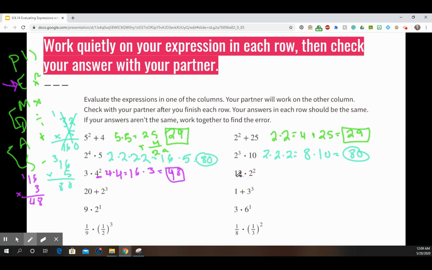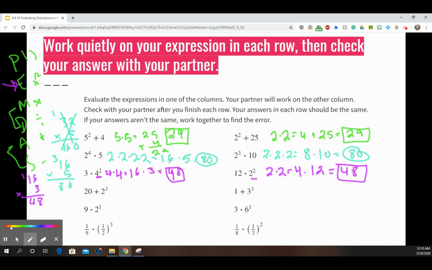All right, let's move on over here. Again, you're doing the exponent first. Even though it's second in the problem, it doesn't matter. The exponent always comes before multiplication. So I have 2 times 2 because 2 squared is 2 times 2. 2 times 2 is 4. And then I'm going to multiply that times 12. And 12 times 4 is 48. Yay, same answer both sides.